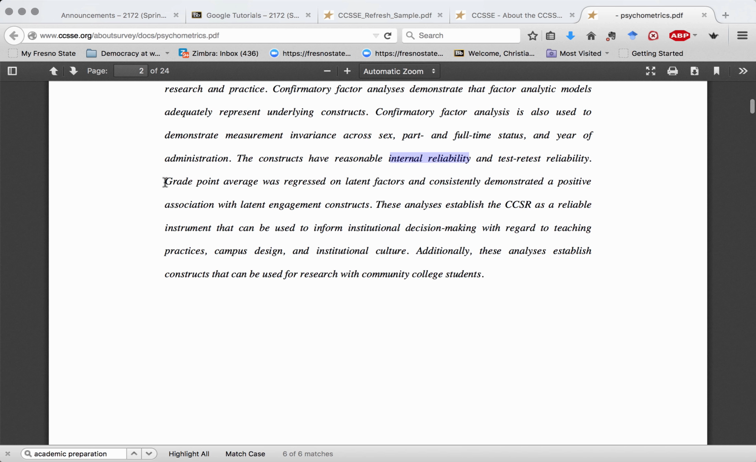And then they also look at grade point average, regressed on the latent factors, and this demonstrates a positive association. So this is kind of like a validity check, to say, hey, these are engagement constructs, so they should relate to higher achievement. If we can see this, then that's an indicator that this is actually really measuring what we intend to measure.